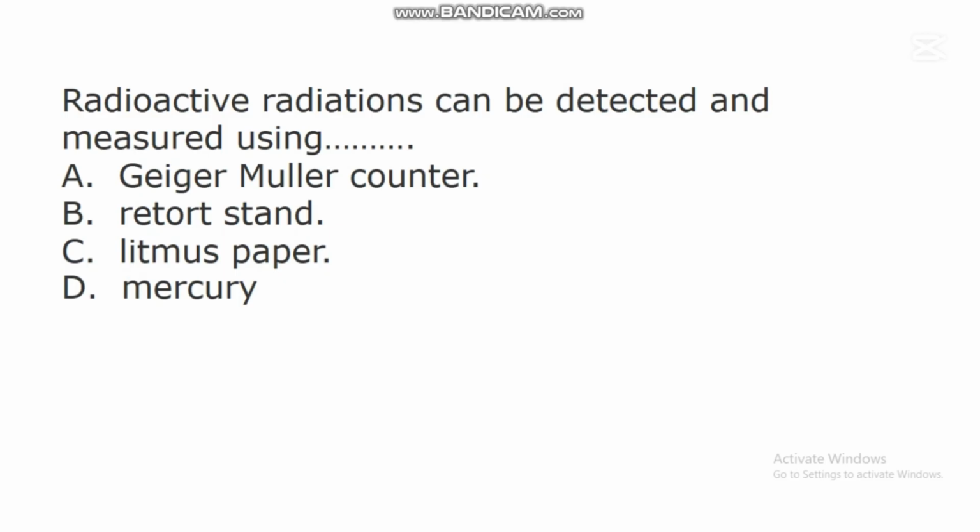The next question says, radioactive radiations can be detected and measured using dash. A. Geiger-Müller counter. B. Retort stand. C. Litmus paper. D. Mercury. In this question, the correct answer is A. Geiger-Müller counter. Geiger-Müller counter is a device that is used to detect radiations emitted from a radioactive atom. This counter is used to detect and also measure the radiations released from radioactive sources.